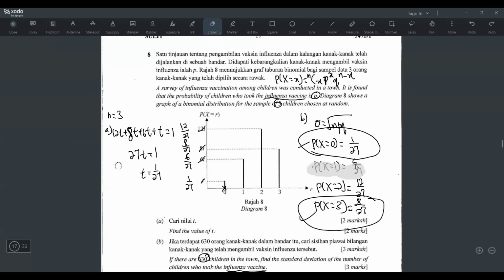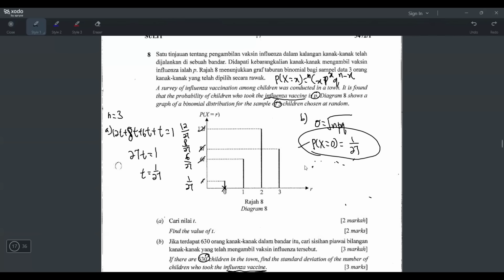I'll just start with Px equals 0. I'll use this to find the PQ. Actually, you can use Px equals 3 also, but I already decided I want to use Px equals 0. So let me show you how I'll do it. You use the formula, so it becomes nCx, nC0, but the n is 3. So it becomes 3C0 and then bracket.